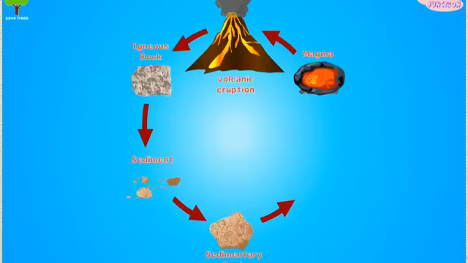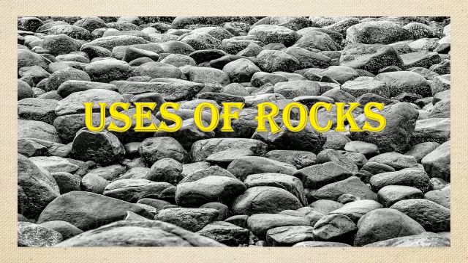These sedimentary rocks are formed into metamorphic rocks as they change their shape, size and chemical properties. And again, this metamorphic rock, due to high pressure and heat, changes into magma, and again this cycle begins and continues. So this all is about the rock cycle.